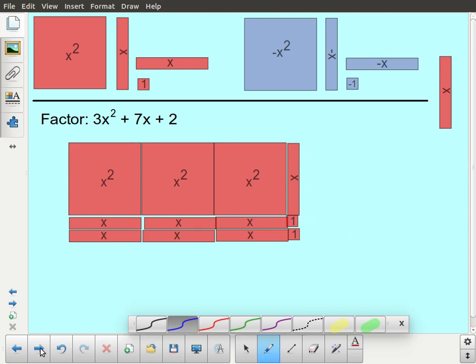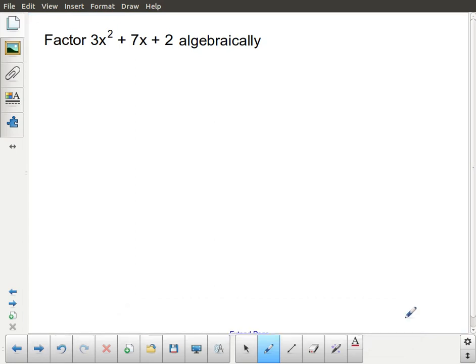So let's take a look at this algebraically. Now we're going to use, and I've mentioned my preferred method, or it's not preferred, it's just my habit, I refer to SPI, sum product integers. So that's the first thing we're going to identify. What is the sum? The sum is equal to 7, and if you want to, you could put signs on there as well, positive 7. What is the product? 3 times 2 is equal to positive 6.